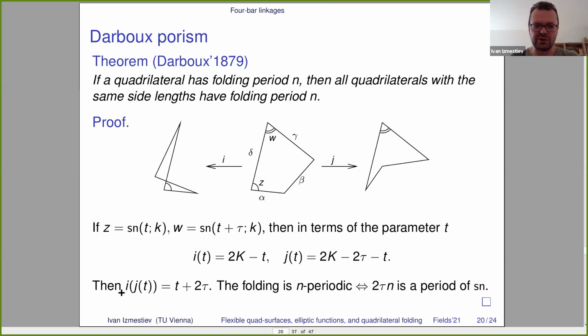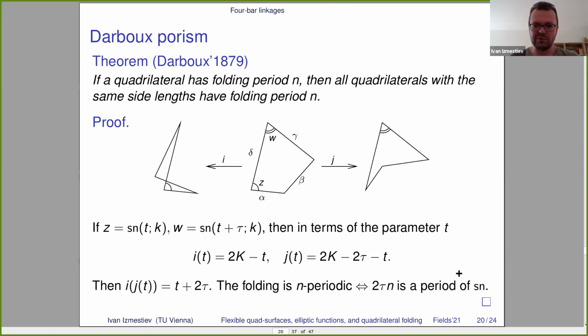But then the composition I of J of T is T plus 2 tau. This means that this composition is simply a shift in the configuration space. And the folding of this quadrilateral is n-periodic if and only if 2 tau times n is a period of the elliptic sine. But then the folding is n-periodic independently of the shape of the quadrilateral. I mean, if you keep the side lengths but change the shape, then if it was periodic, it remains periodic.